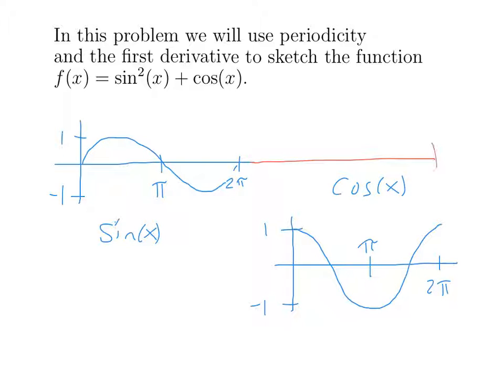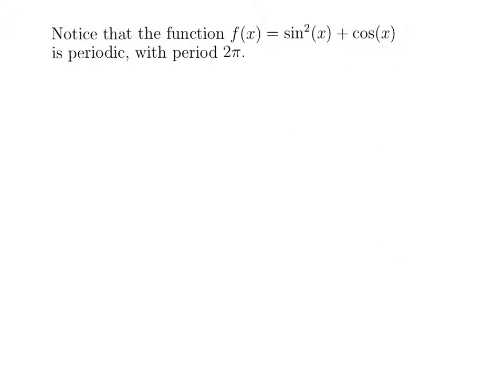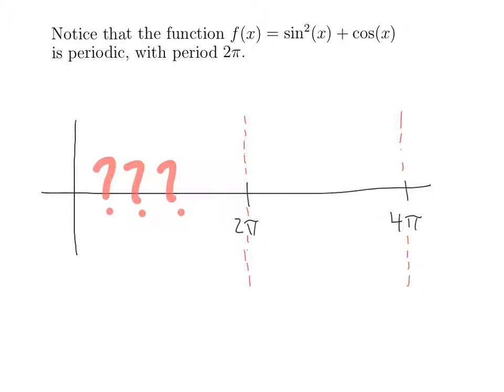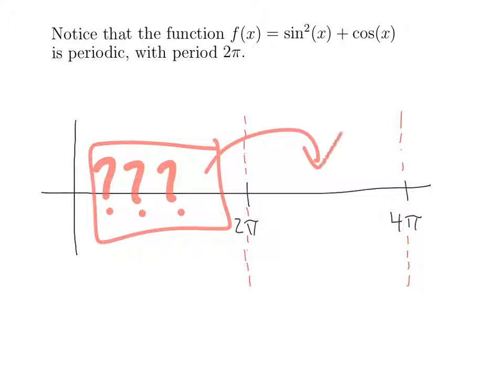So if I extended the graph of sine from 0 all the way out to, say, 4 pi, then I just have to copy the picture I saw from 0 to 2 pi to see what the graph is going to look like from 2 pi to 4 pi, and so on. Since our function is built from squaring sine and adding cosine, it's also going to have period 2 pi. Which means that once we figure out what the graph looks like between 0 and 2 pi, we can just copy that over between 2 pi and 4 pi, copy that over between 4 pi and 6 pi, and so on.